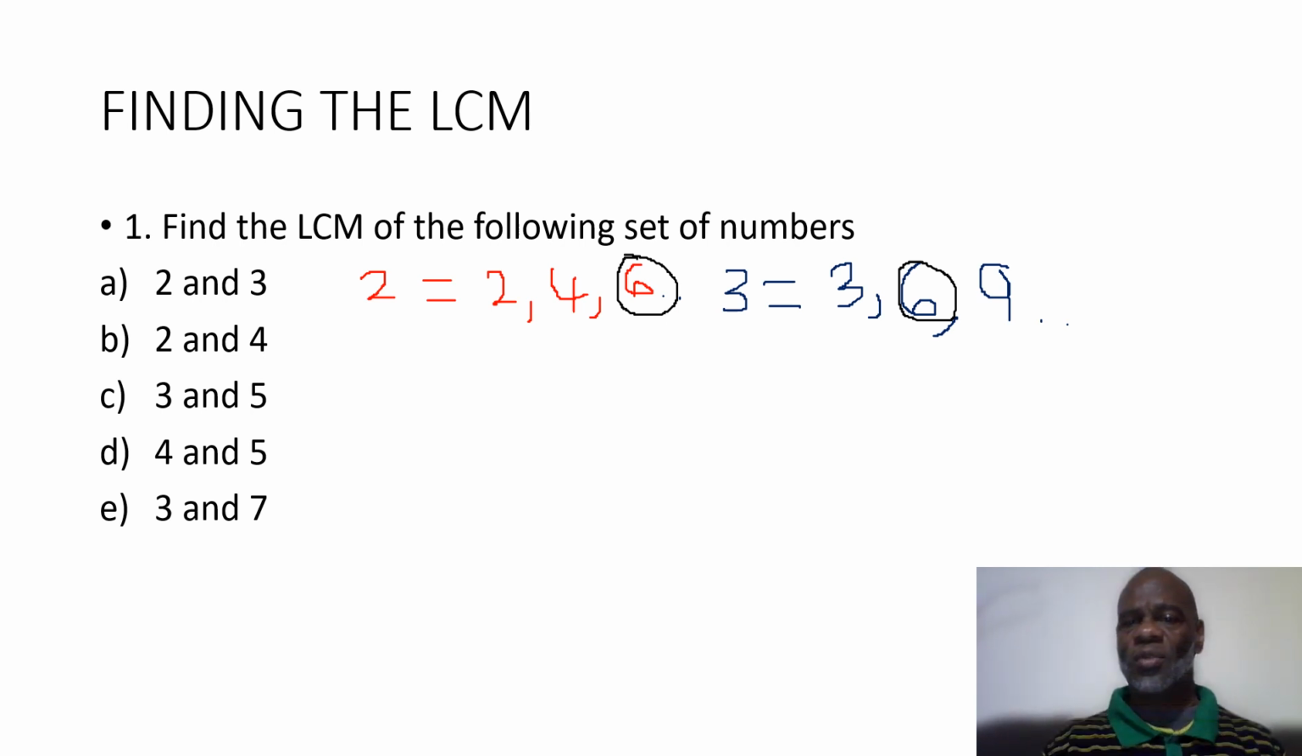Same thing over here. 2 will go into 3, but you're going to have a remainder, right? So it's 1 and remainder 1. 2 will also go into 9, but it will not be exact. You're going to have a remainder as well. You're going to have 4 remainder 1. Alright? So the LCM of 2 and 3 would be 6. Good? And then you can do the rest for yourself. Okay, good.